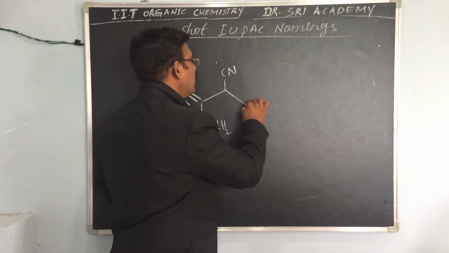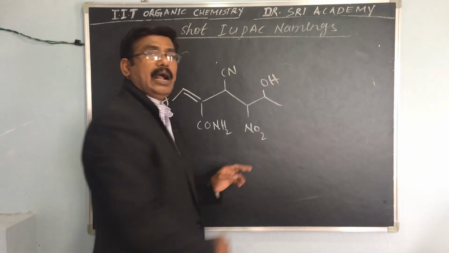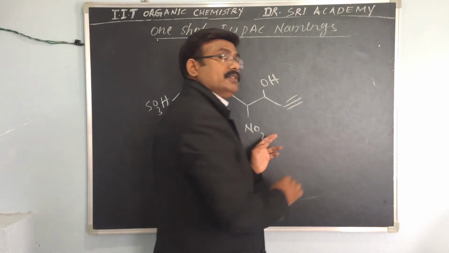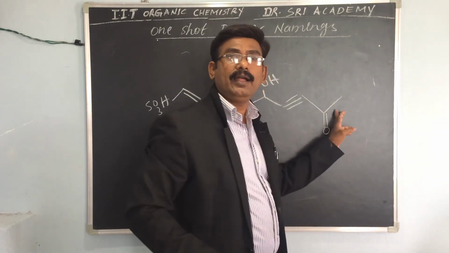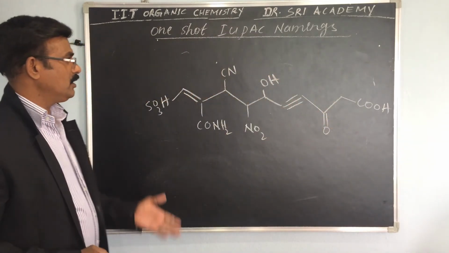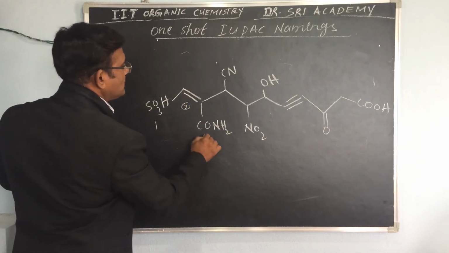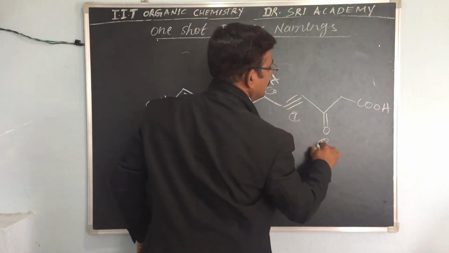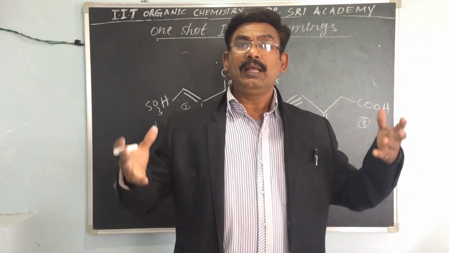Nitro, and hydroxy we will take, and a triple bond also we have to take, and keto also, and finally acid. So how can you give this name? How many functional groups are there in one compound? 1, 2, 3, 4, 5, 6, 7, 8, and 9. It has the most functional groups.